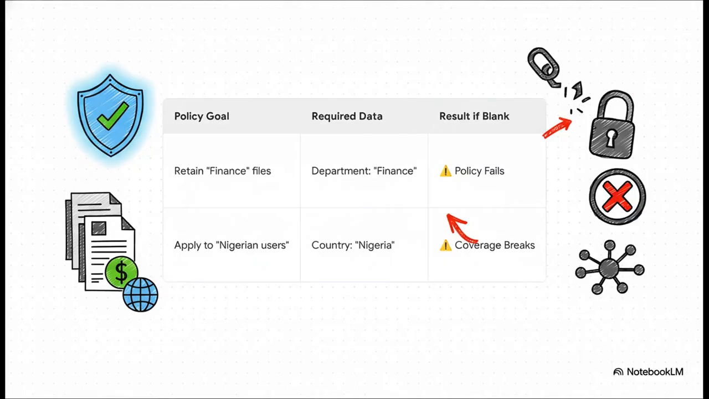And this table just lays it out perfectly. Let's take that first example. Your company policy is to retain all files for your finance team for, say, 7 years. That policy is looking for one thing, the user's department field to say finance. Well, if that field is blank for your new hire, the policy just can't see them. It's not that the policy itself is broken, it's that the user is completely invisible to it. Poof! You now have a gaping hole in your compliance coverage, and you probably don't even know it's there.